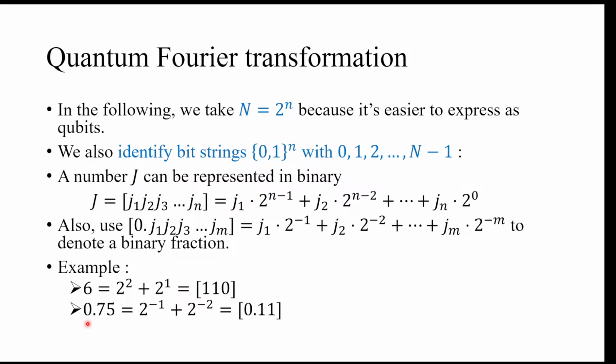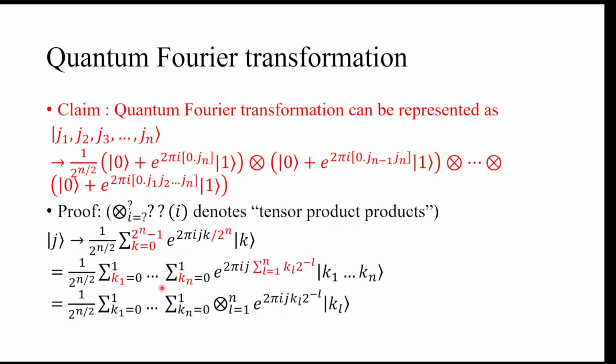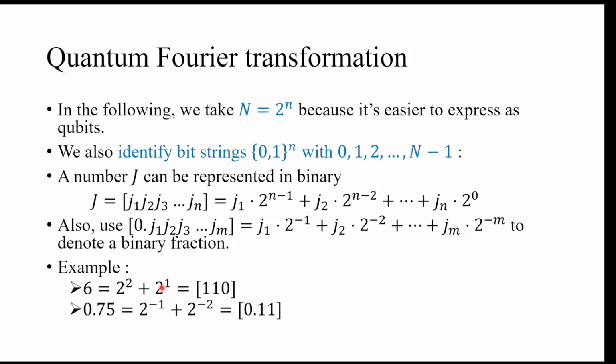So for example, the decimal 0.75 is 2 to the minus 1 plus 2 to the minus 2. So in terms of binary fraction, it's 0.11. We'll denote a binary fraction with this bracket. Hopefully, for now, we should be comfortable with fractions.